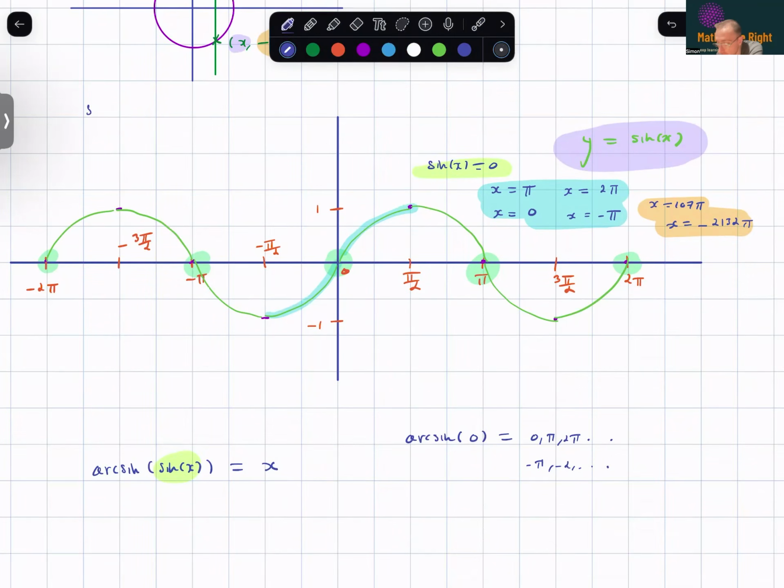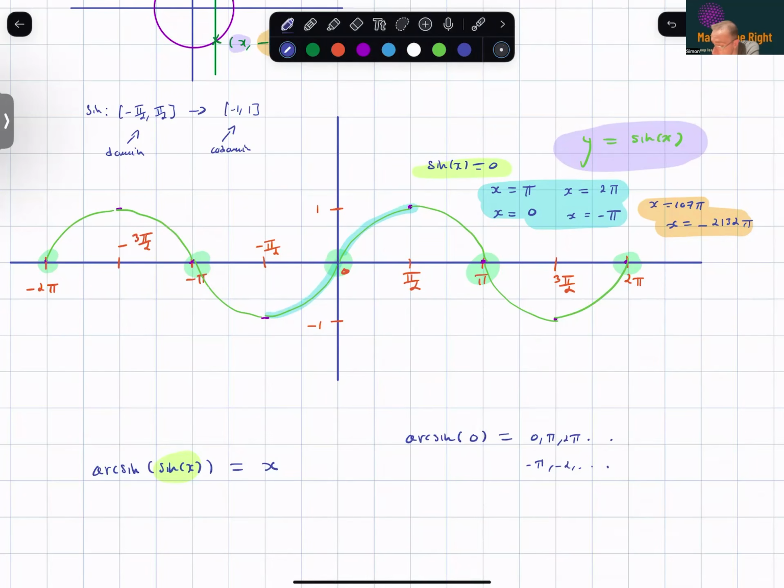We're going to restrict the domain of sine. So sine is now going to go from negative pi over 2 to pi over 2, and the output is going to be negative 1 to 1. So this is the domain. This is the codomain.